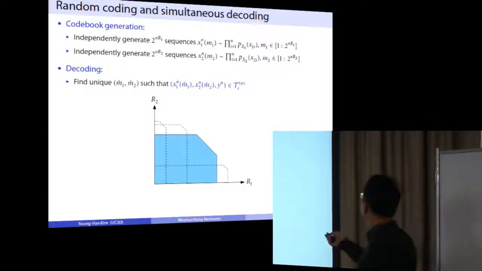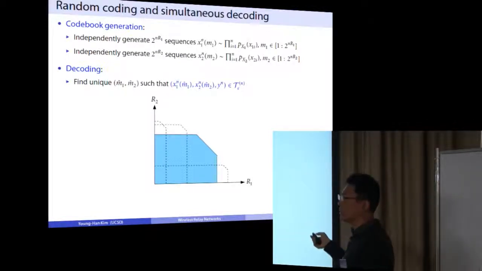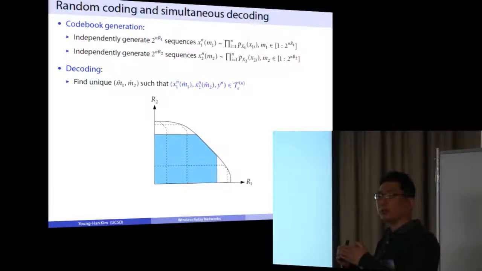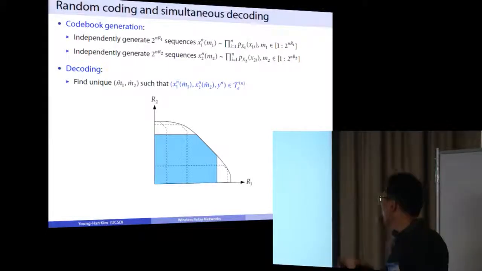So now, here we have chosen a specific distribution on x1 and x2. We can have many different distributions on x1 and x2, and take the union over all distributions and take the convex hull. And how do you justify the convex hull?